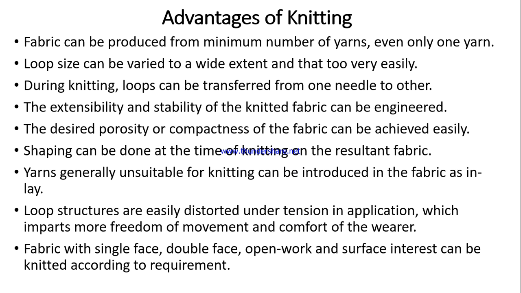Now during knitting, loops can be transferred from one needle to another. This is a particular feature in the process of knitting. One loop can be transferred from one needle to another. There are many needles in a knitting machine, situated in a series, and the loop is actually transferred from one needle to another. So this is the process of knitting during manufacturing in the machine. The extensibility and the stability of the knitted fabric can be engineered.